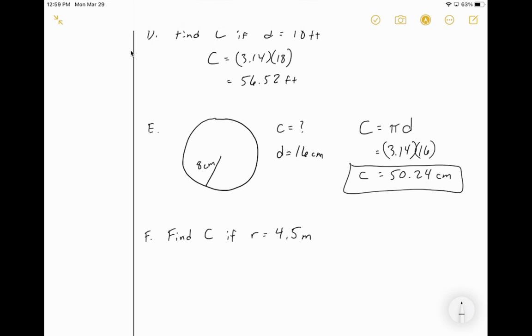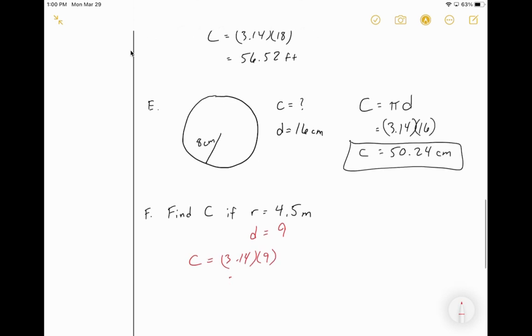Awesome, we're doing really good. Okay, so again, if radius is 4.5, then more importantly, diameter is equal to 9. How did I get that? Remember, a diameter is twice the radius. So now we just plug it in. Circumference is equal to 3.14 times 9. And you end up with 28.26.